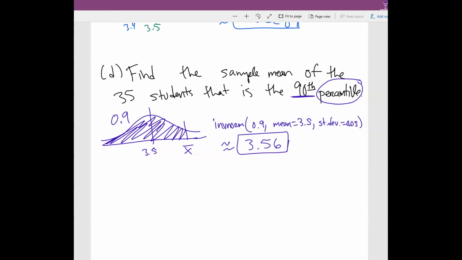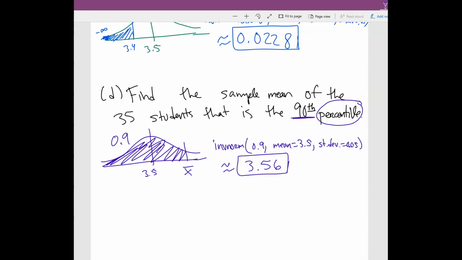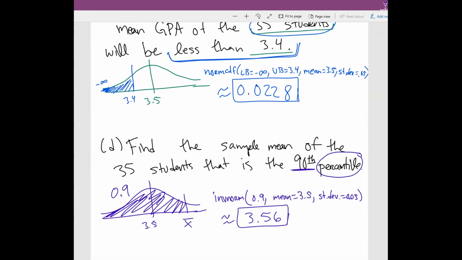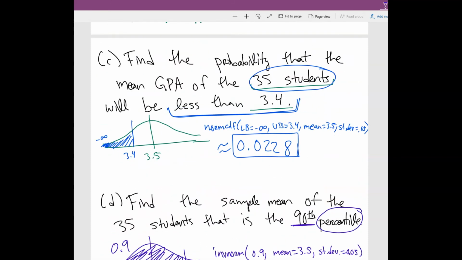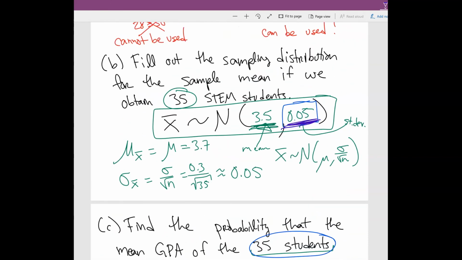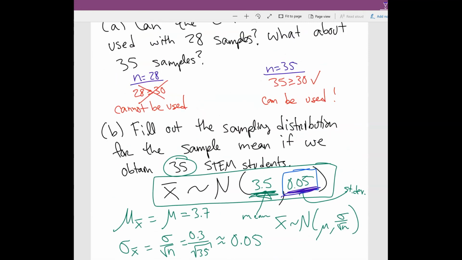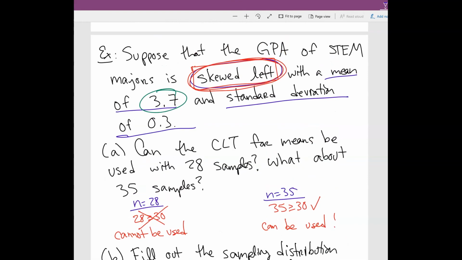Okay? So these problems are just like the central limit theorem for proportions. It's just a different formula, but we're still calculating the same problems. We're still using normal CDF, we're still using inverse normal, we're still calculating the sampling distribution, and we're testing conditions. So just the same thing as proportions. It's just that now we have different conditions. Okay?